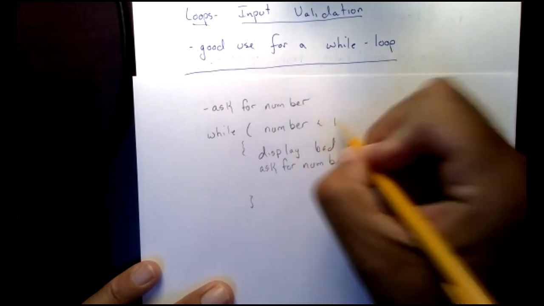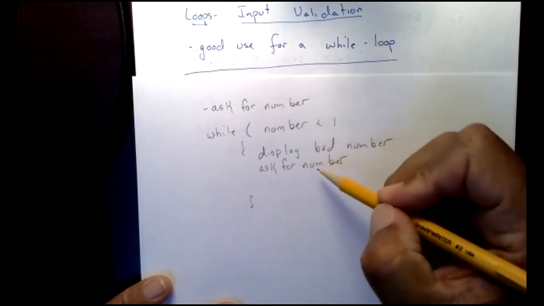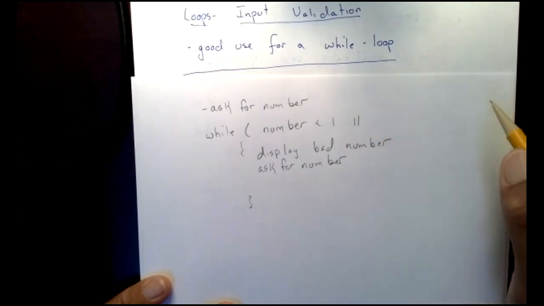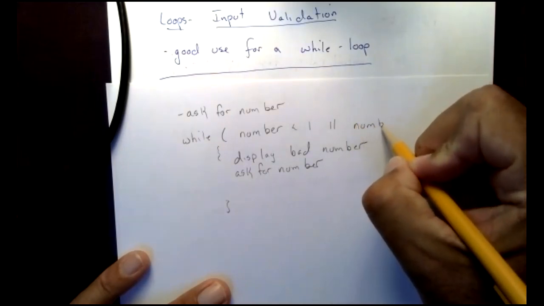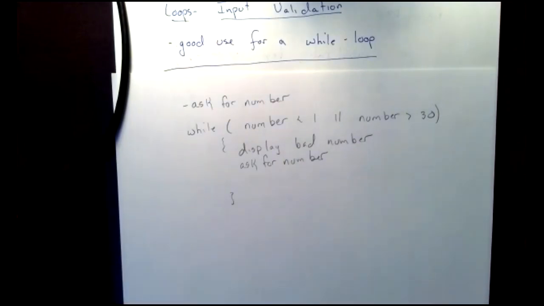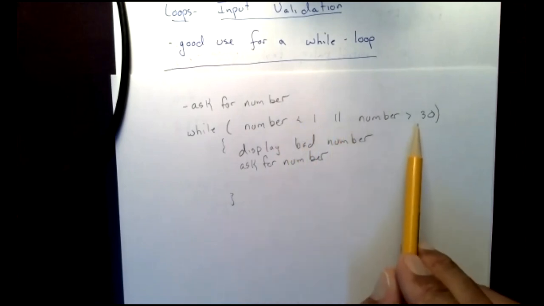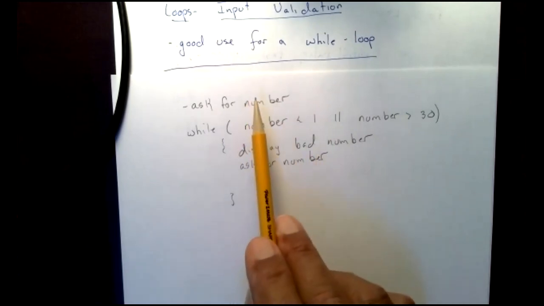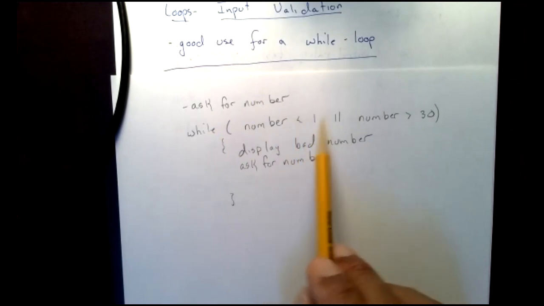less than 1. If that's true, then I want to go in and display a bad number and ask for a number. My other choice is the logical operator or, which is 2 bars, or number is greater than 30. So if one of those 2 cases is true, it's less than 1 or it's greater than 30, I'm going to be stuck down inside of here. If I input the number 3, while 3 is less than 1, nope, that's not it, and so on.